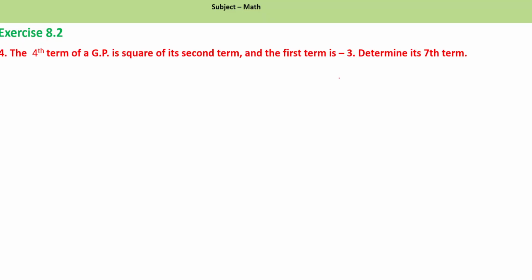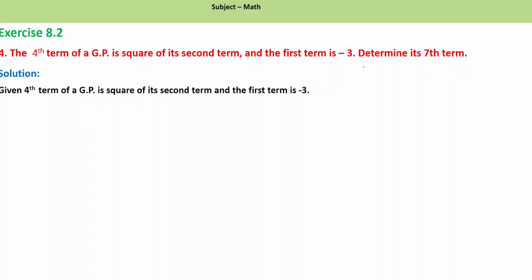Let us solve question number 4. The fourth term of a GP is the square of its second term, and the first term is minus 3. Determine the seventh term. So here, given the fourth term of a GP is the square of the second term, and the first term is minus 3. So we need to find the seventh term.